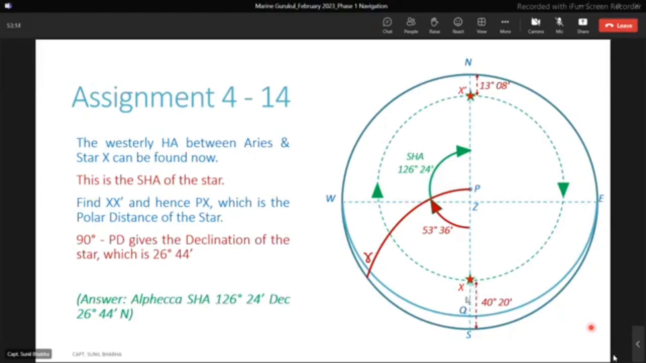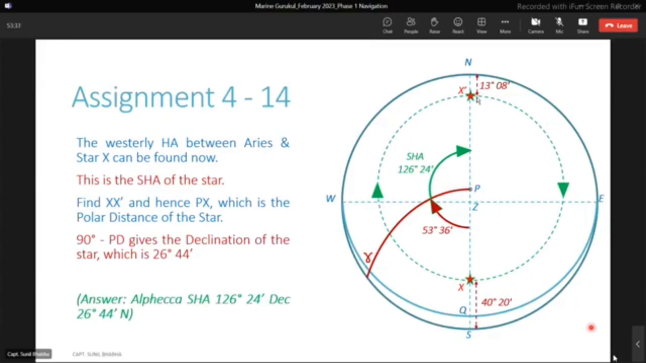You are right. And sir, QX dash, and the one above, sir? That is nothing, beta. There is nothing. The polar distance is basically going on the other side of the pole. Q to X dash, you are going to the other side of the pole. Okay, sir.